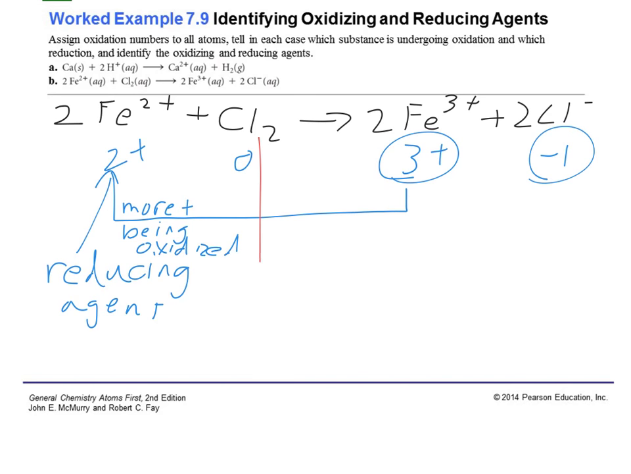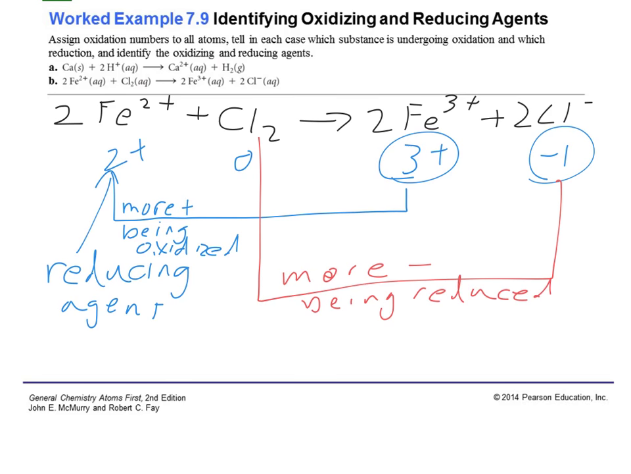Our chlorine's going from 0 to -1, so it's becoming more negative, which means it's being reduced, which makes it the opposite agent. Oxidizing agent. Agent means opposite. Chemistry's easy, life is hard.